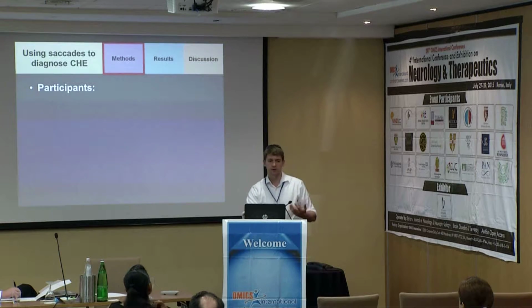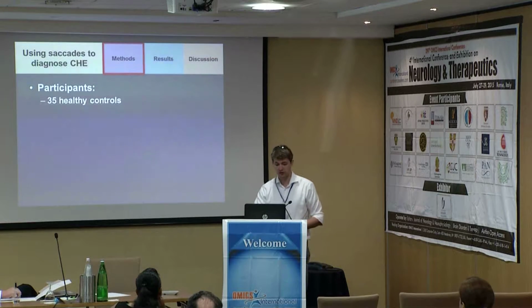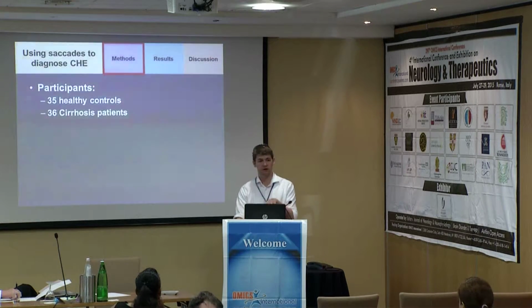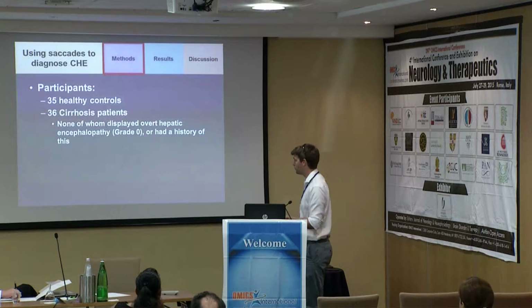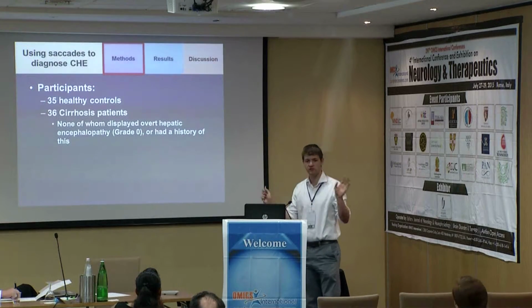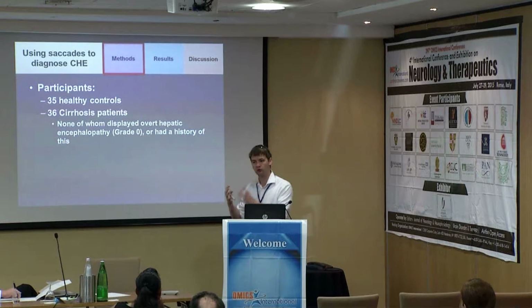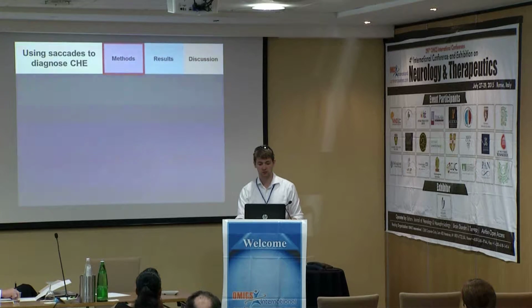So what we did was we went to liver outpatient clinics in Addenbrooke's Hospital in Cambridge, and we took 35 healthy controls and 36 patients with a diagnosis of liver cirrhosis. There were a variety of exclusion criteria. I'm not going to bore you with all of them, but the key thing is that none of them had any evidence of encephalopathy or had previously been treated for it. They all were what we would call grade 0. So some of these patients, in theory, would have covert hepatic encephalopathy and some would not, and that's what we wanted to find out.